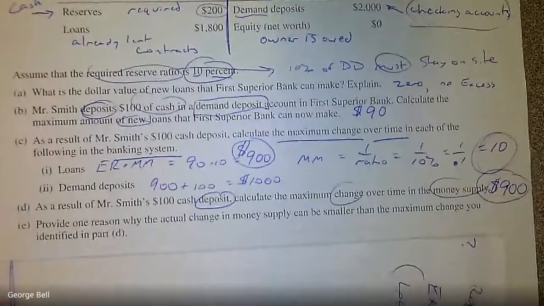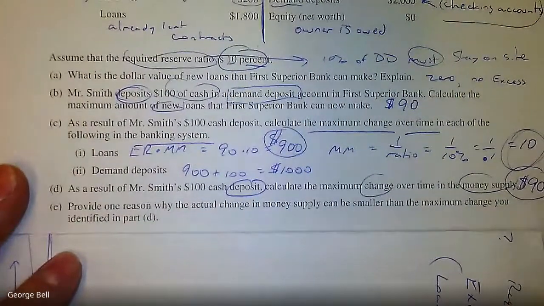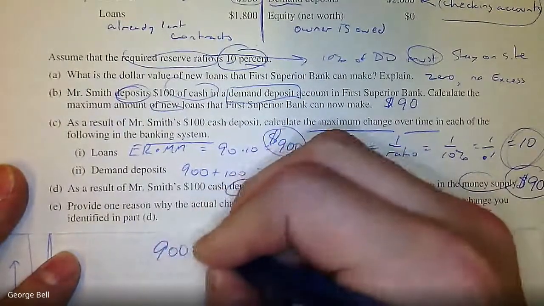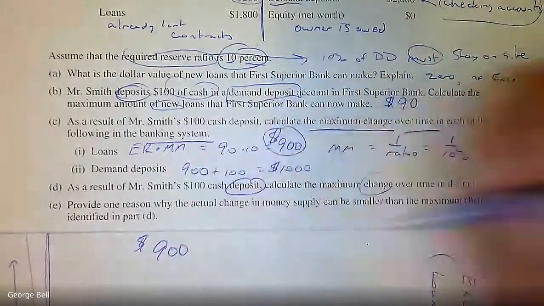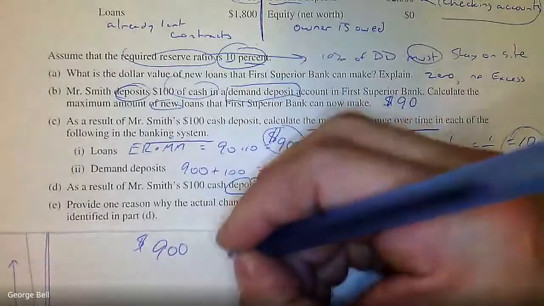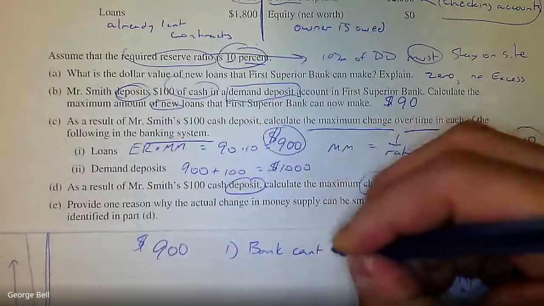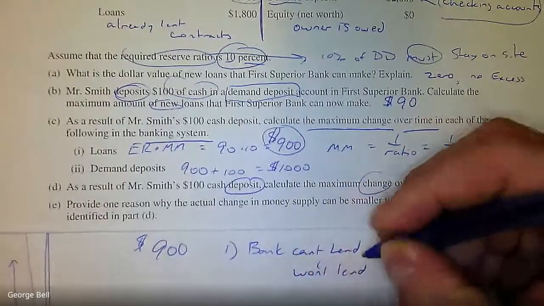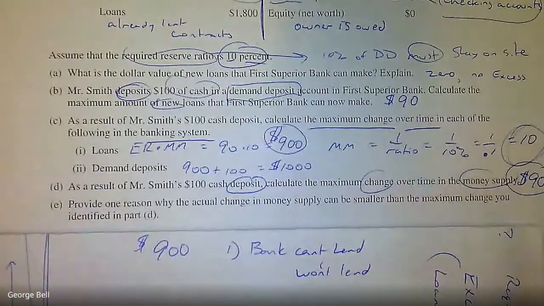Finally, looking at the last question here, it says, provide one reason why the actual change in money supply can be smaller than the maximum change you identified in D. Well, the maximum change that we identified in D is $900. So the question is saying, how could it end up smaller than 900? Now, we covered this 2 times yesterday. The first reason is the bank can't lend the money, or the bank won't lend it. The bank can't lend it because they can't find a customer. In other words, the number of times it gets lent, spent, saved is less. Or maybe the bank won't lend it.